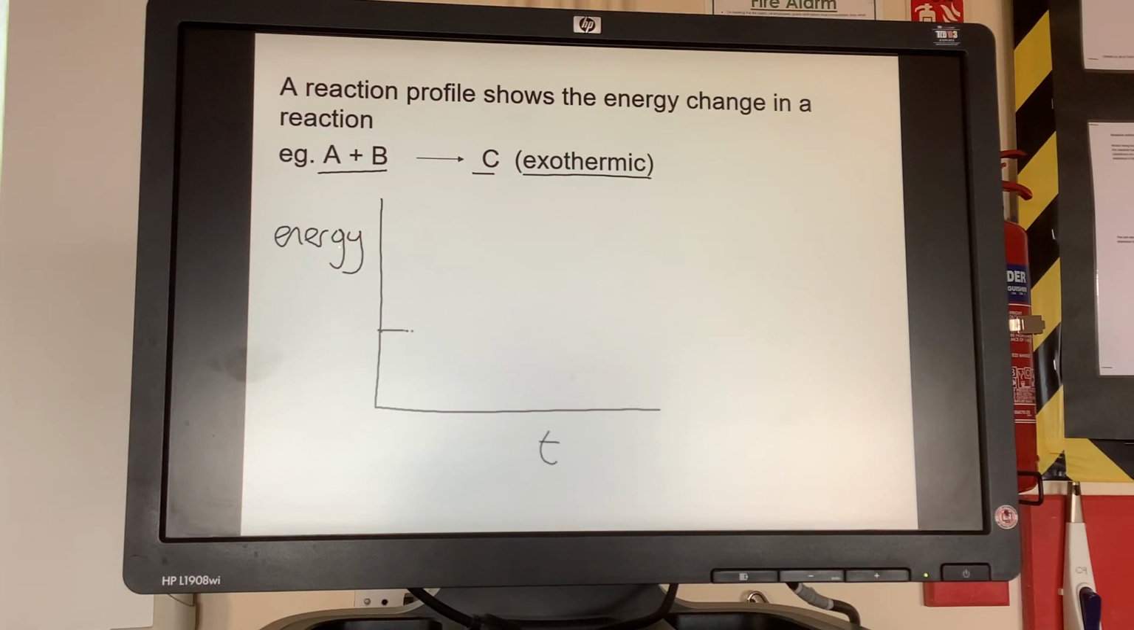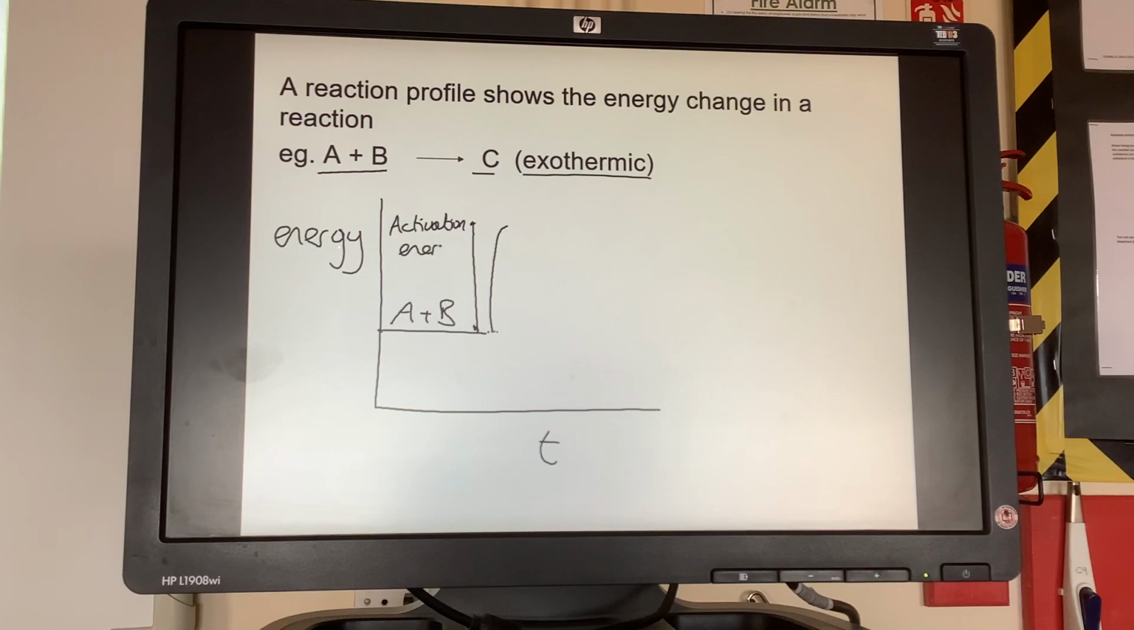I'm going to start with A and B, our reactants. If we don't do anything to A and B, they will maintain this amount of energy forever, in theory, because they won't react. We have to put energy in to make them react. Remember what that's going to do? If we put energy in, what will happen? Well, we said the bonds will break. So we're going to put some energy in to break the bonds. And that amount of energy that we put in that breaks the bonds, we call the activation energy.